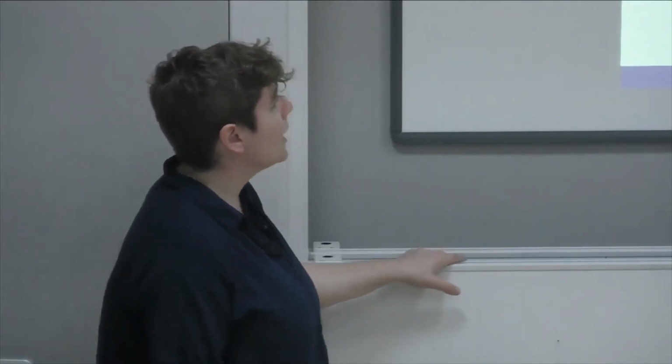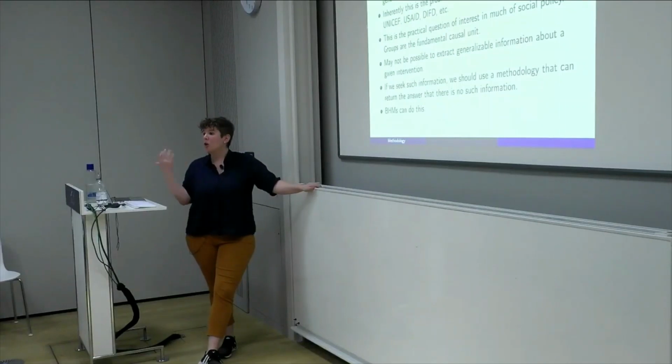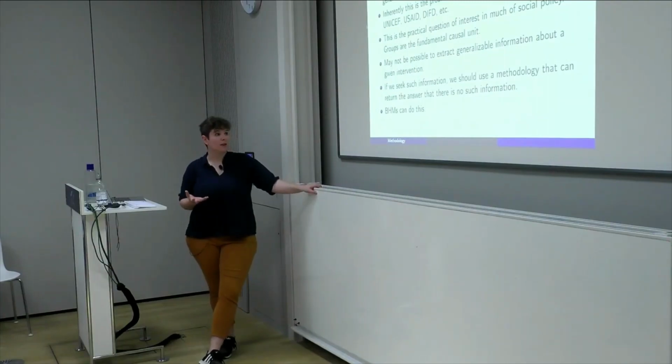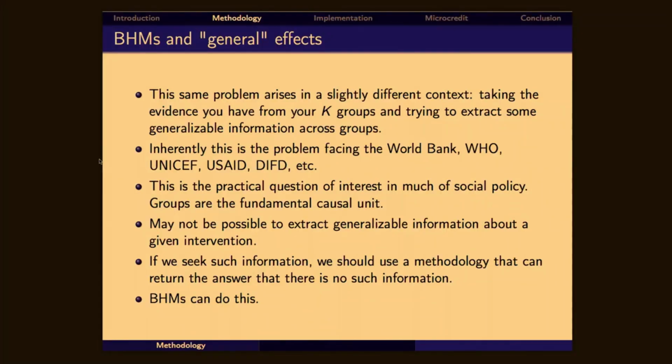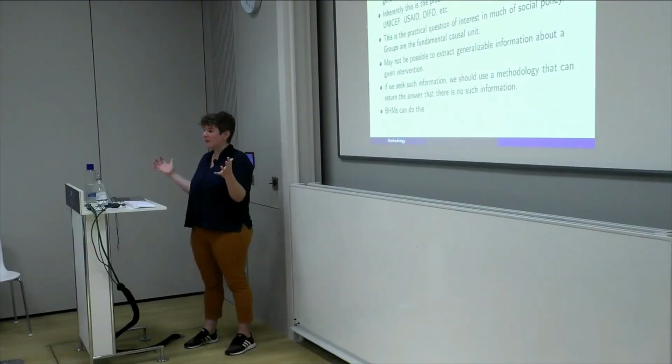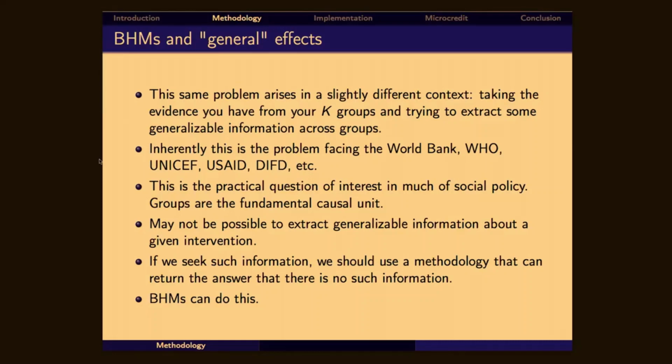But of course, because we are dealing with such heterogeneous contexts, it might not be possible to get a good understanding of what will happen the next time you do something. So you might not be able to extract generalizable information about a given intervention. And so if we do seek that information, we should use a methodology that can return the answer that there is no such information. That in fact, Lant's kind of suspicion is right and you can't really aggregate and you don't learn very much across settings. And so what we want is a methodology that's going to nest these extreme models that analyze 6 things separately and don't share any information across them versus analyzing everything together. And the hierarchical framework is going to do that for us.